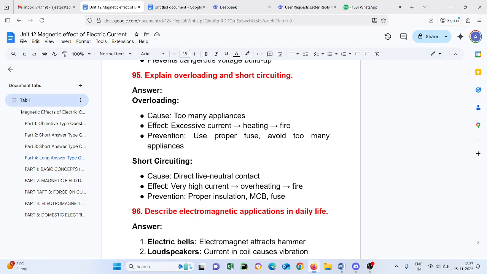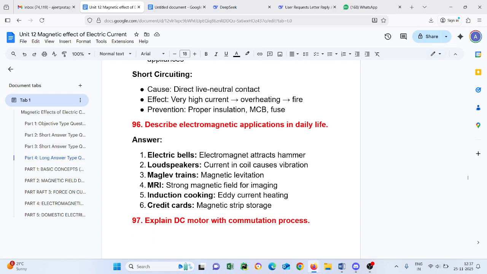Question number 96. Describe electromagnetic applications in daily life. Answer: electric bell, where an electromagnet attracts the hammer; loudspeaker, where current in the coil causes vibration; magnetron; magnetic navigation; MRI, which uses a strong magnetic field for imaging; induction cooking, eddy current heating; credit card magnetic strip storage.